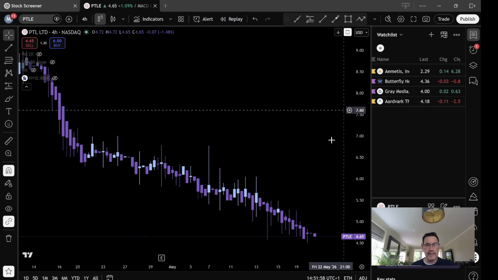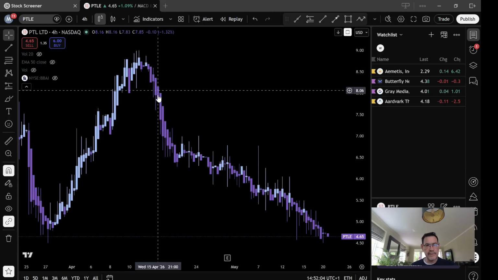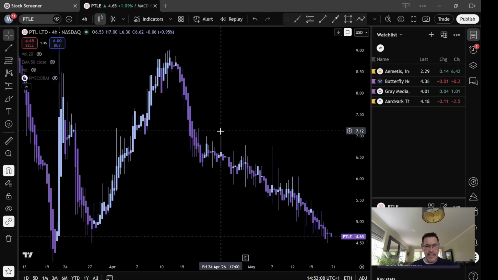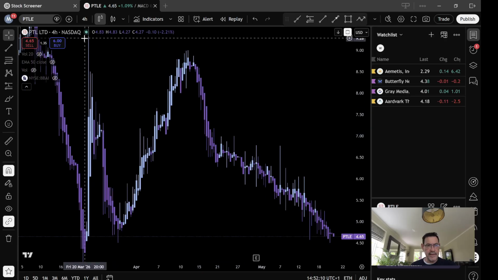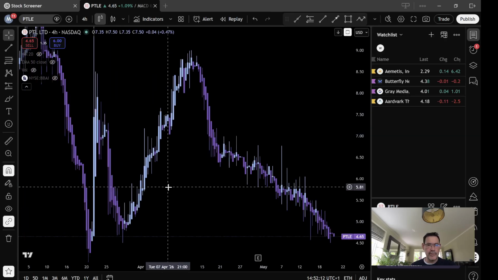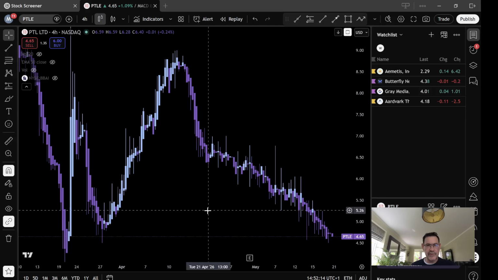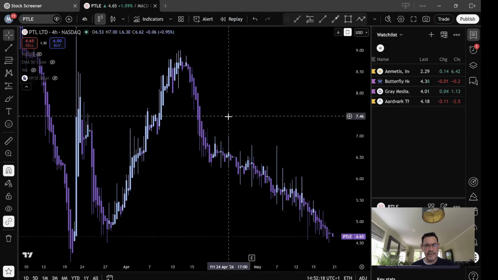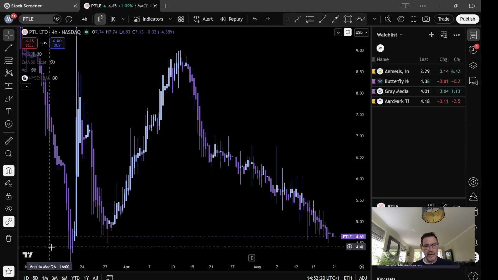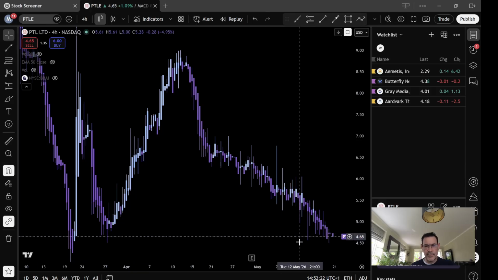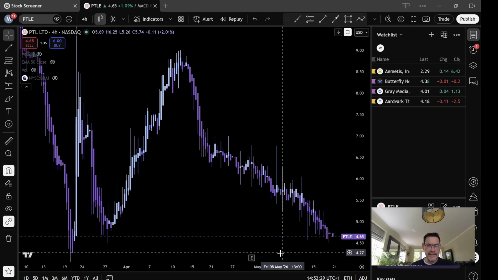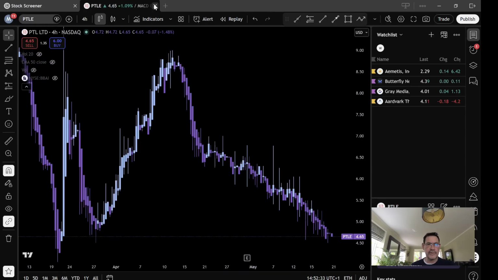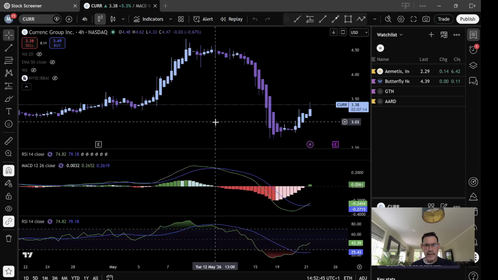QTLE. So again, I'll expand this. It's been a long drop over an extended period of time. There's been some big movements here, but overall it's not consistent. It's a bit choppy, a bit messy, and I try and steer clear of those trades. You could argue there's an area of support here, but it hasn't really been that repeatable. So I'm going to drop that. So you get the idea.